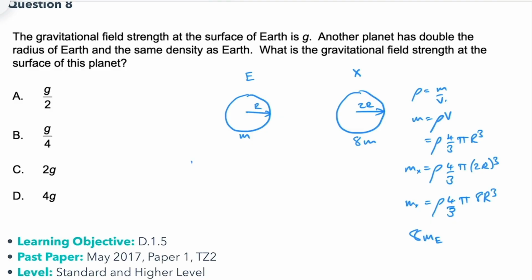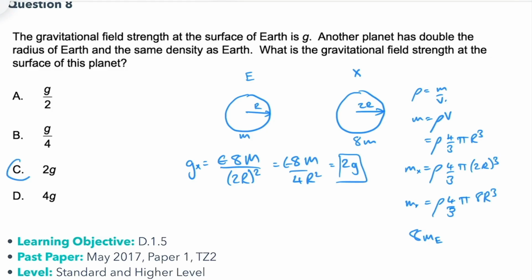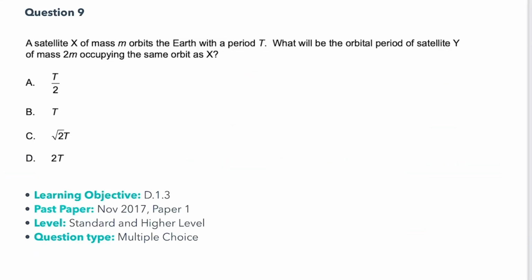Okay, so the gravitational field strength at the surface of this planet is g equals G 8M over (2r) squared, which is G 8M over 4r squared. 8 over 4 is 2, so it's 2 times the gravitational field strength on Earth. The answer is C. Question 9.